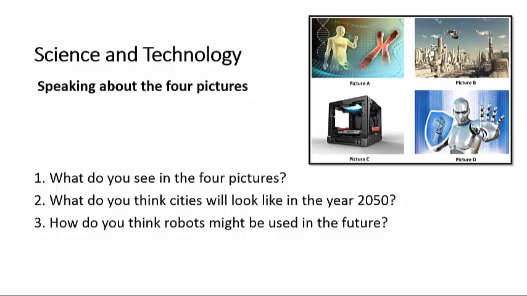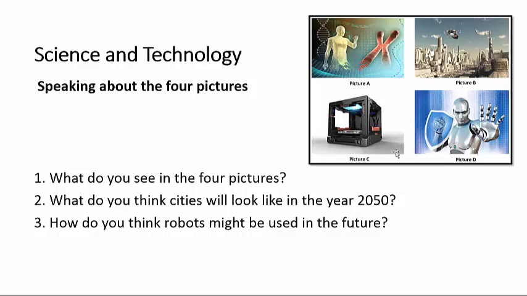In picture B we can see an image of what a city might look like in the future. We have flying cars, we have tall towers, we have quite modern looking buildings, and it's also a regular day with a blue sky background, a few clouds, but this is an artist's impression of what the future might look like.